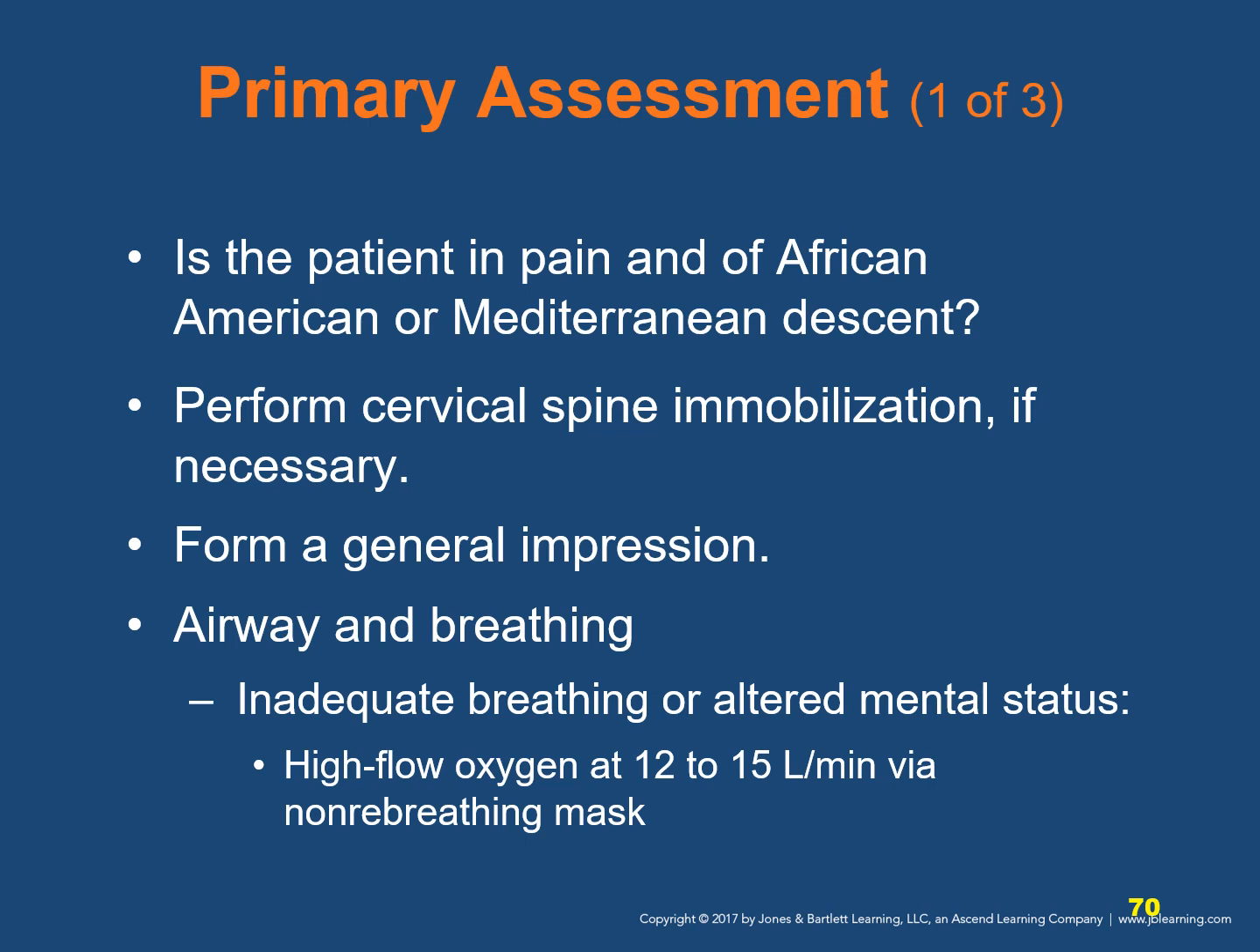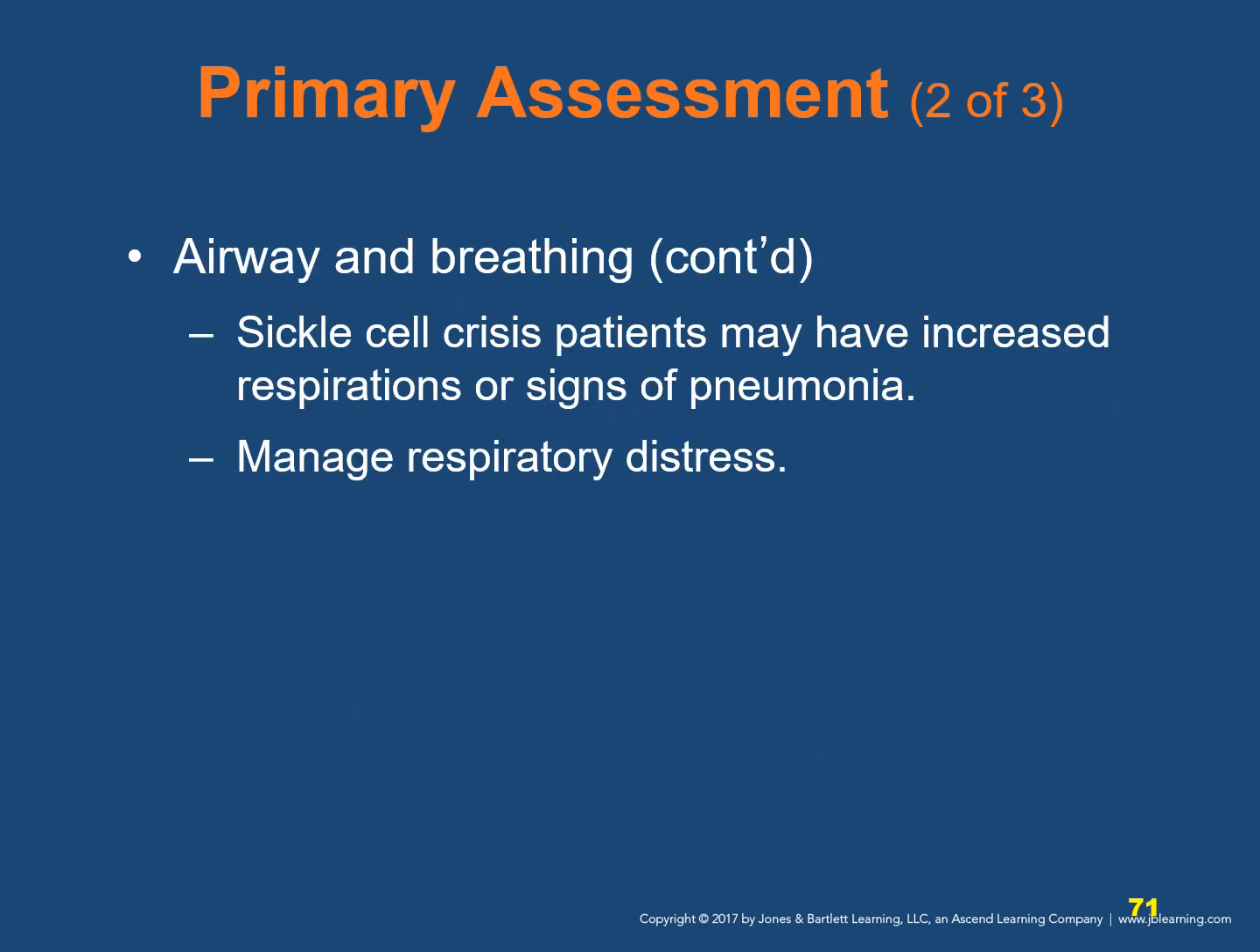Assess the patient's airway and breathing. For patients with inadequate breathing or altered mental status, provide high-flow oxygen at 12 to 15 liters per minute via a non-rebreathing mask. Patients experiencing sickle cell crisis may have increased respirations or exhibit signs of pneumonia. For patients with breathing difficulty, open the airway and insert the airway adjunct. Administer oxygen and assist ventilations.